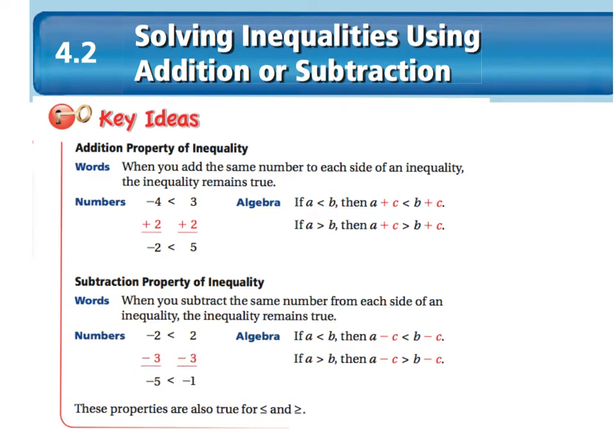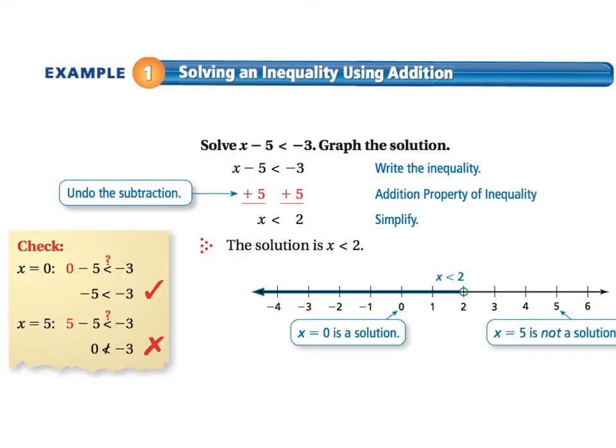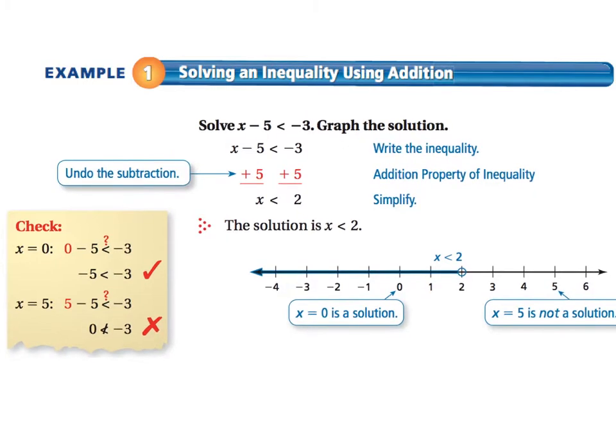If you subtract the same number on both sides, then it's called the subtraction property of inequality. So example number 1, I've actually written down the entire solution process for you. Here it is. Solve x minus 5 is less than 3. Before we go on, I have a huge hint.